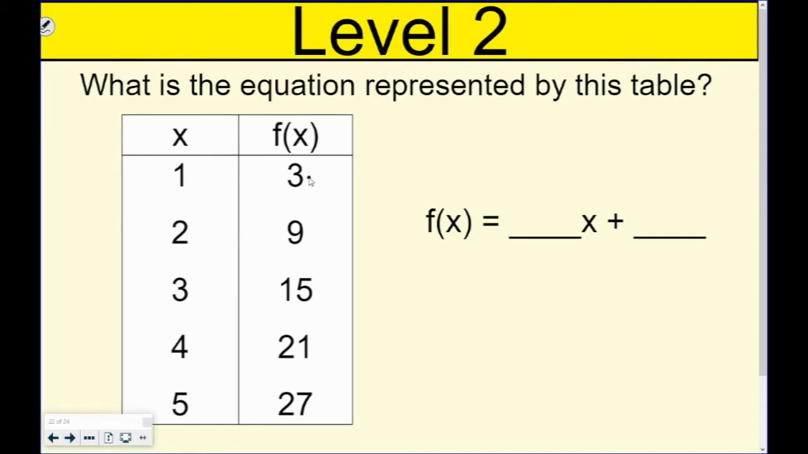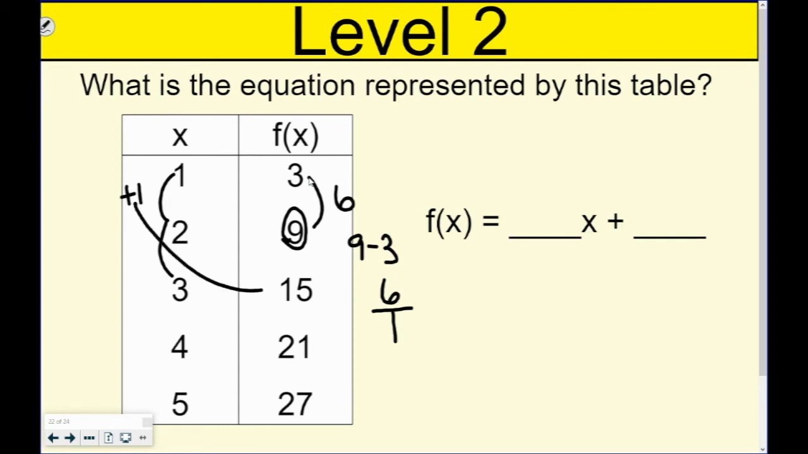The first thing that we're looking for is we're saying, hey, what is my change right here? If I'm not sure what it is, I take my 9 and I subtract the number in front of it, which is 3, and I'm going to get 6. So my change in y is 6. And remember, we put that over our change in x. Well, over here, every time it is going up by 1. Okay, so my change in x is 1.